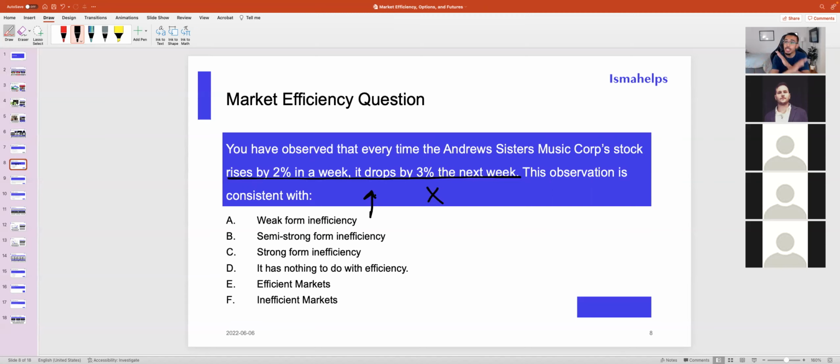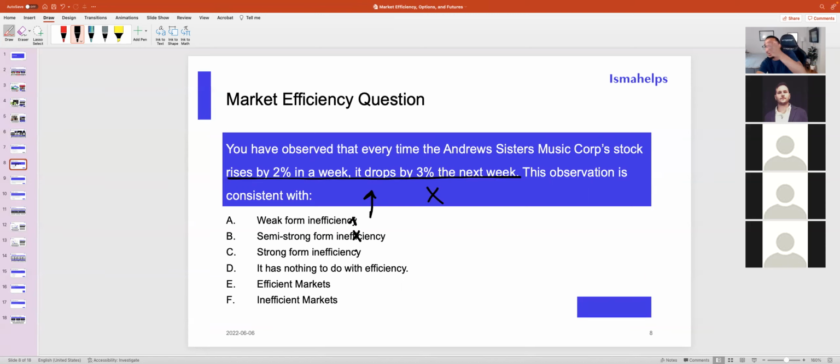So for that reason, this breaks the rule of the random walk. Now, the random walk is a rule associated to the weak form market, okay? But we're not following that rule. Therefore, it's for sure not weak form. And because it's not weak form, there's no way it could be semi-strong form, because a market that is semi-strong is also weak. You know what I'm saying?